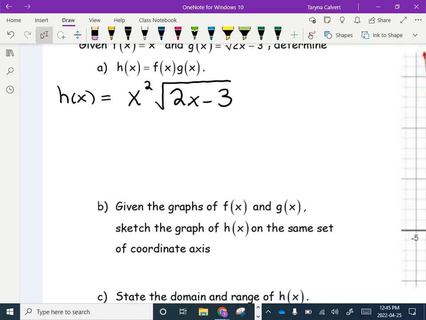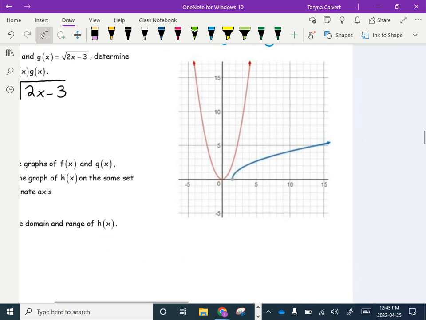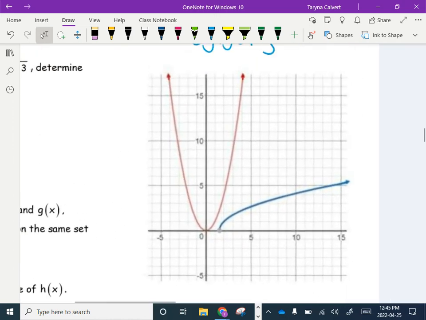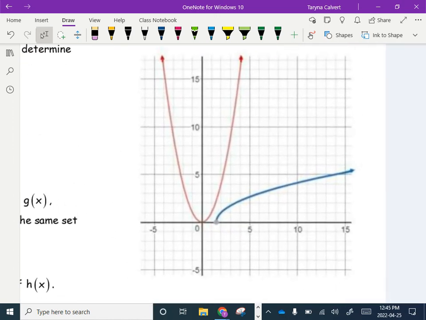So it says, given the graph of f of x and g of x, sketch the graph of h of x on the same set of coordinate axes. So again, guys, since we have the function in front of us, could you just type that into the calculator and get ordered pairs off of it? Yes. Is that what I want you guys to do? No. If you're doing that, then you're literally not using your brain at all. You're just using the calculator, which again is fine to check. But I was really nice here. Did I actually put the originals on there for you guys already?